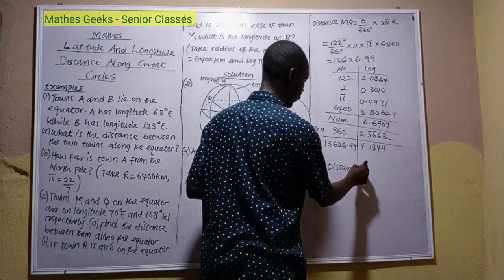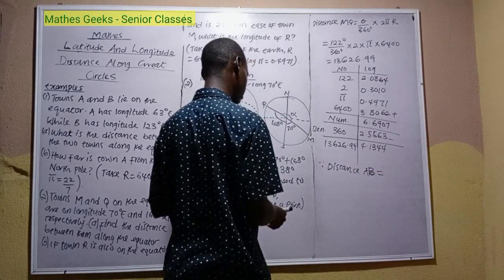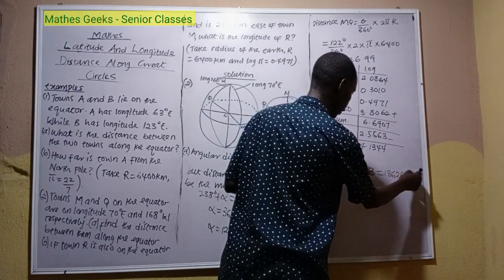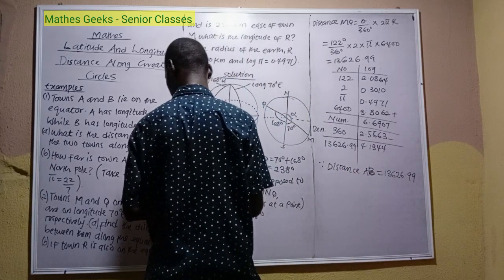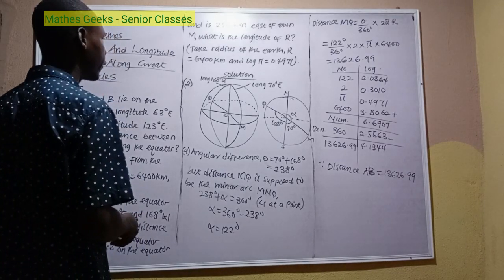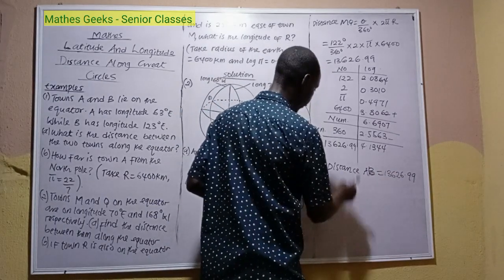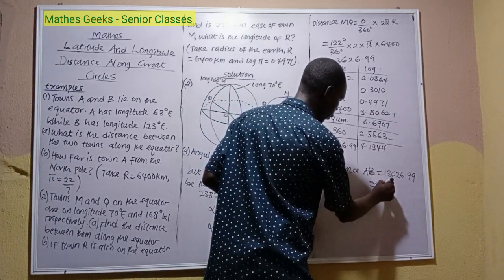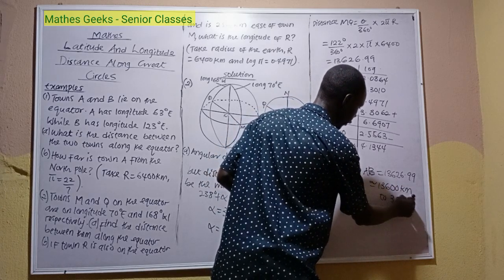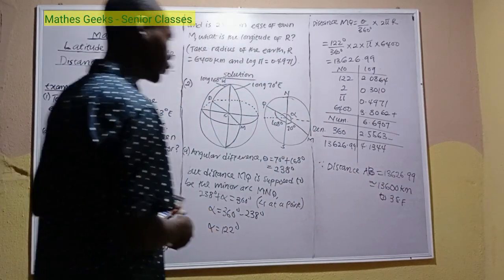But let me see. Were we told to correct our answers to any significant figures? No. So I'm going to correct mine to necessary significant figures. So this will give me approximately 13,600 kilometers to 2 significant figures.